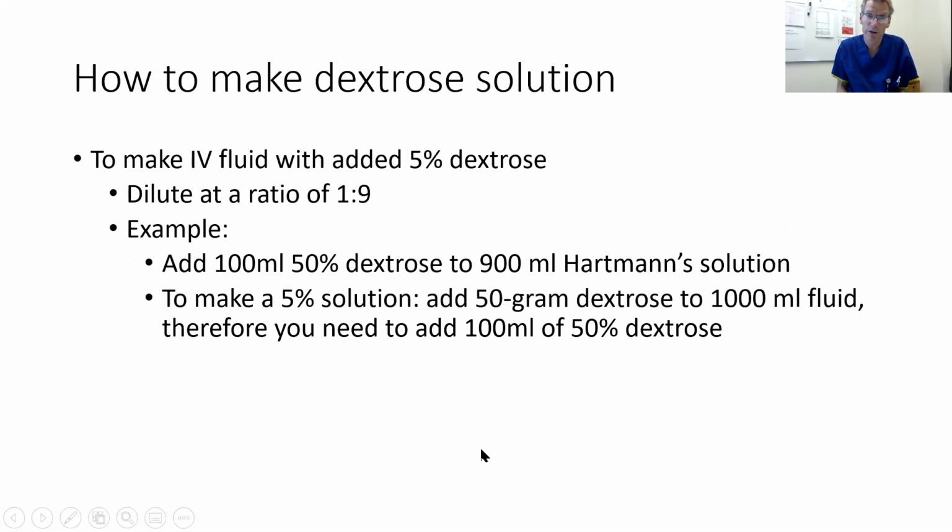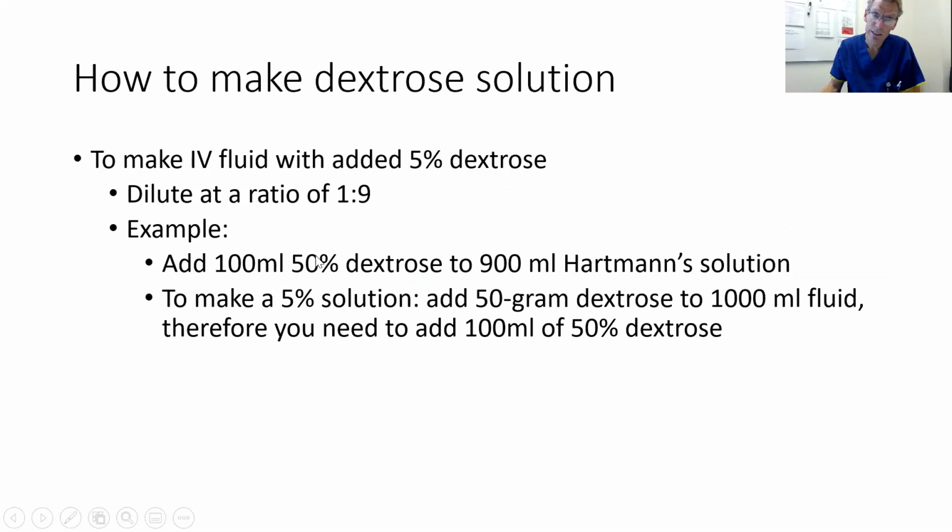Sometimes people want to know how to make up dextrose solutions. So this is particularly important if you're making up like 5% dextrose and Hartman solution or 5% dextrose with normal saline. If you want to make up a 5% dextrose, you have to dilute it at a ratio of 1:9. So for example, with 50% dextrose, you can add 100 mils of 50% dextrose to 900 mils of Hartman solution, and that will make up a 5% dextrose solution.